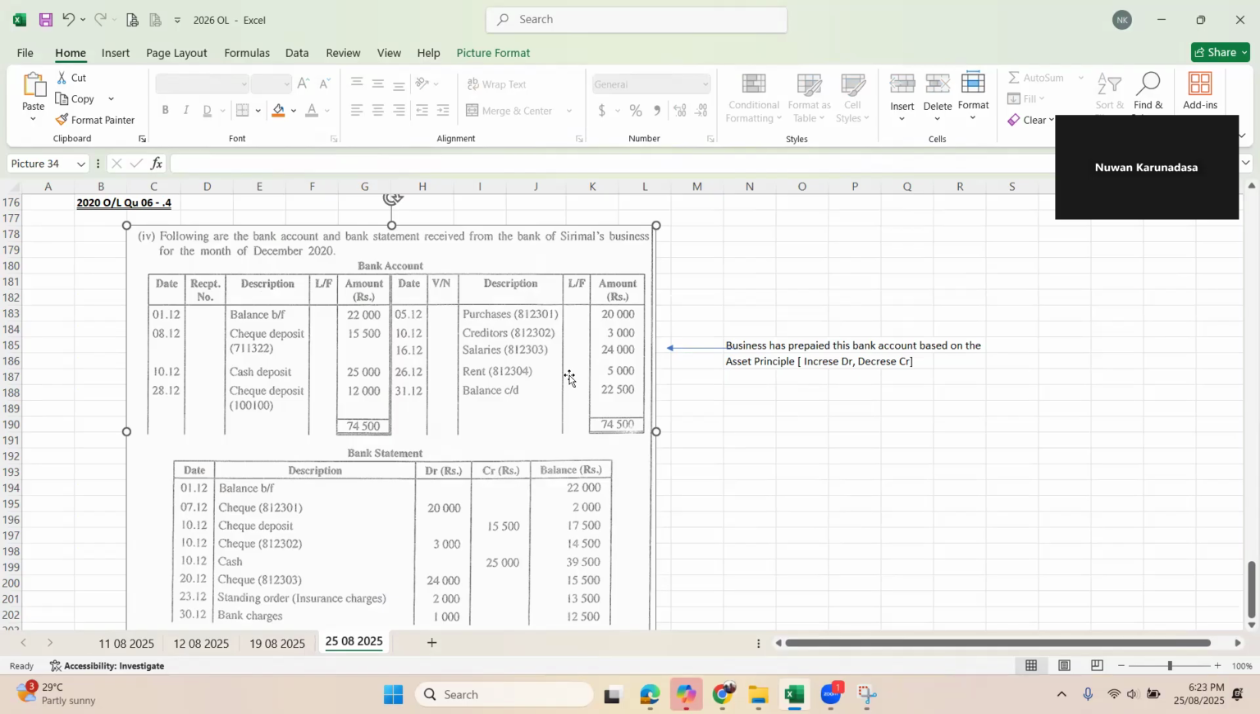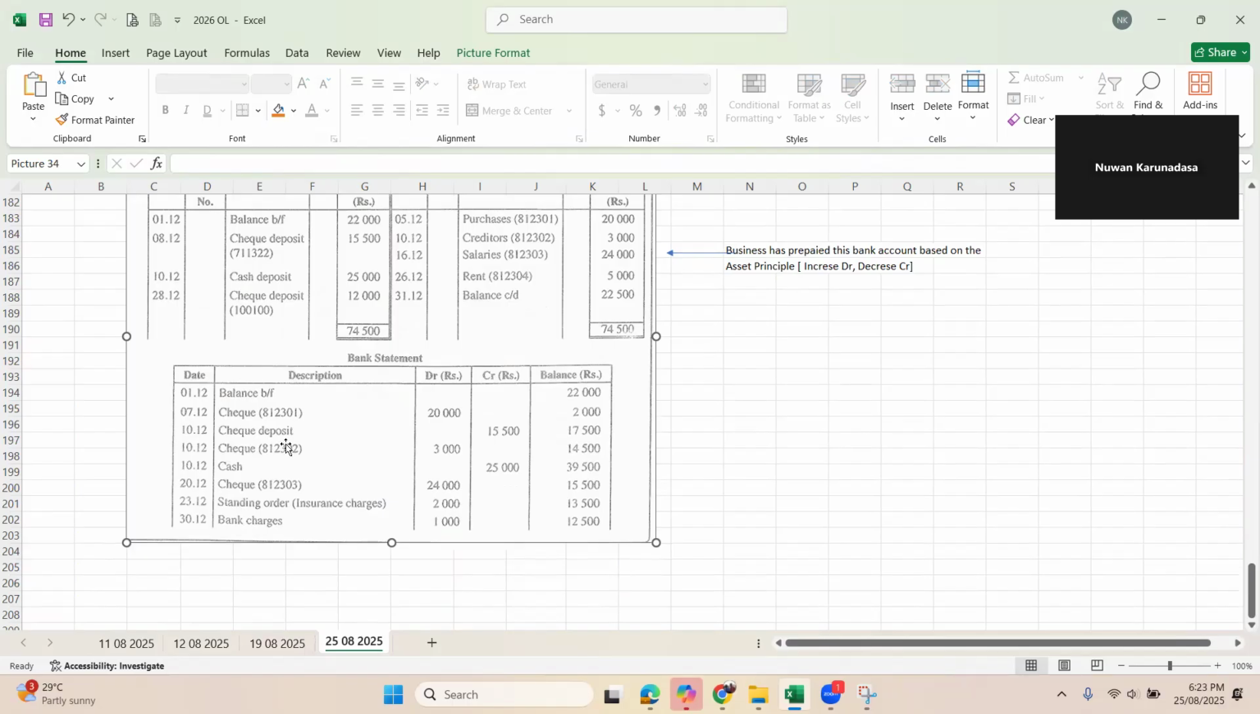As per the cash book, we are having a final balance of 22,500. This is the statement prepared by the bank and sent to us. As per the statement, the closing balance is how much? 12,500. The closing balance is 12,500. Very important. So you can see there is a difference.